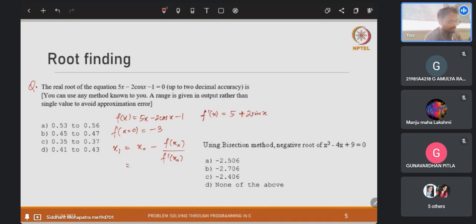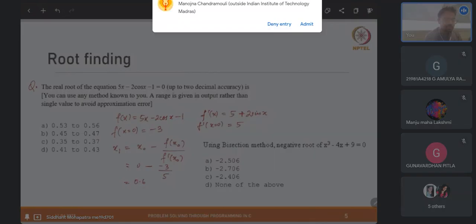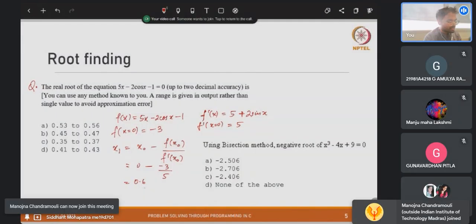So x1 is 0 minus f of x0, which is minus 3, divided by f dash of x0. I calculate f dash of x0 by putting x equal to 0 here. So what do you get? You get 5, right? So what is 3 by 5? 0.6, and this is added up, so plus 0.6. So x1 is plus 0.6.